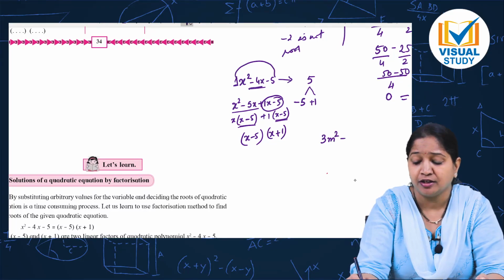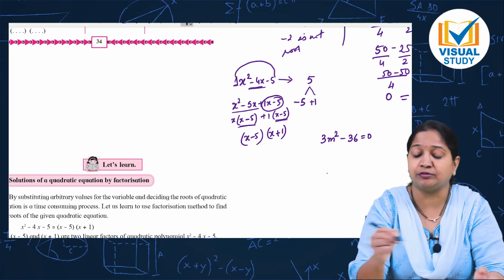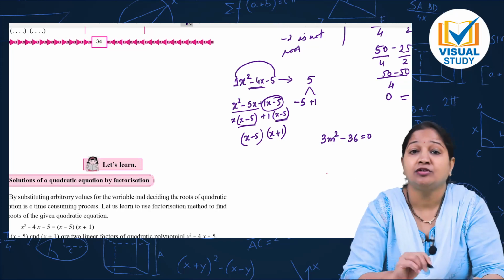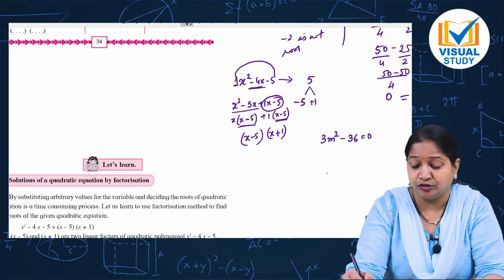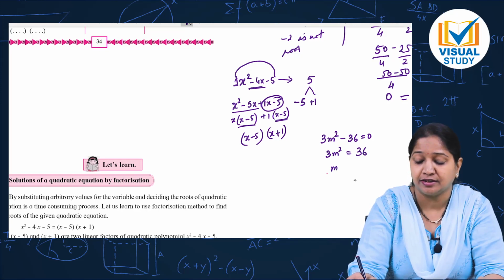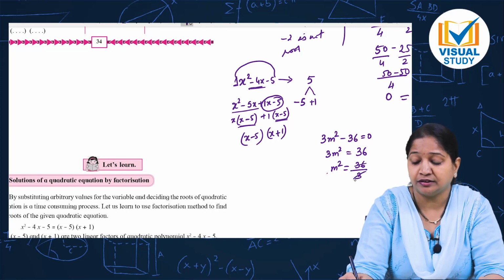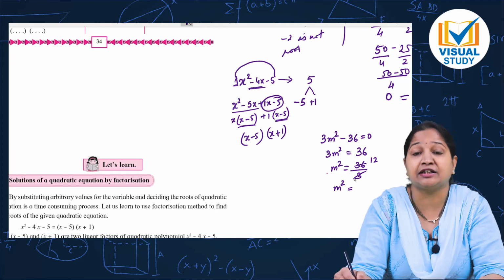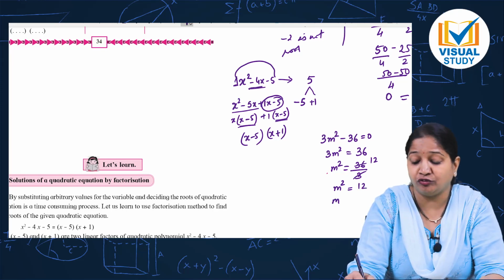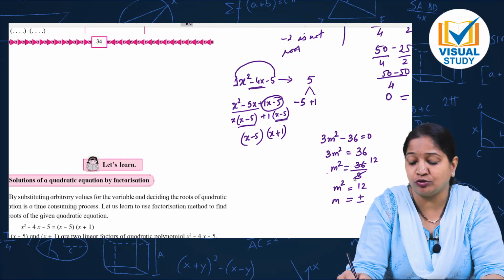3m square minus 36. What are you going to do about this? You can do any method. 3m square equal to 36. M square is equal to 36 upon 3. 3 times 12 is 36. So m square is equal to 12. And what will you get? M is equal to plus or minus 2 root 3.